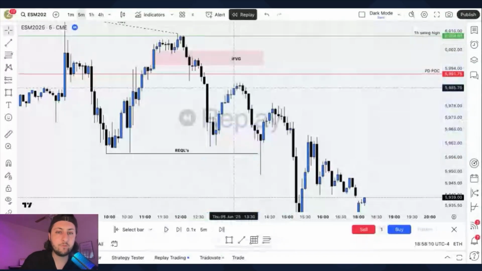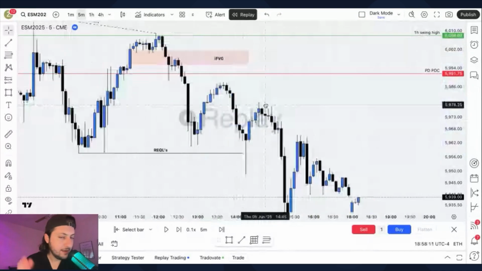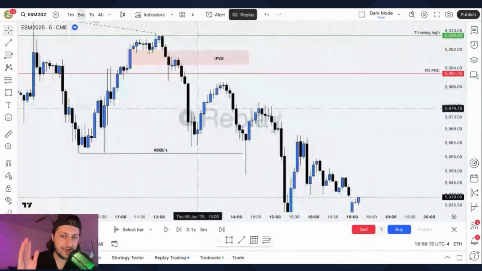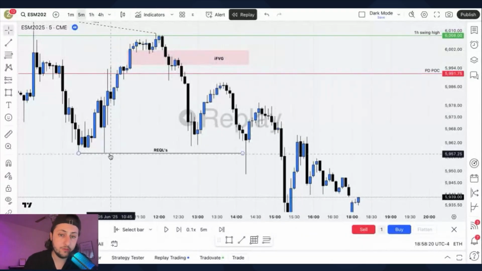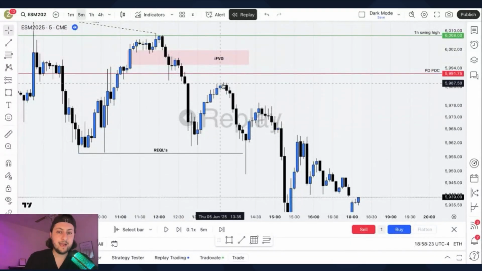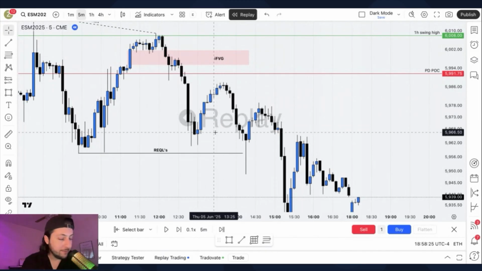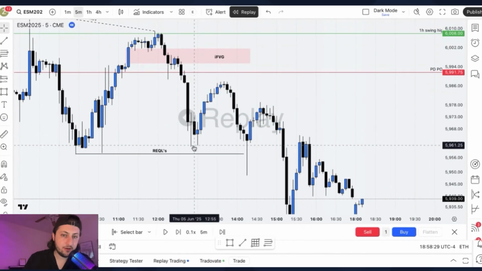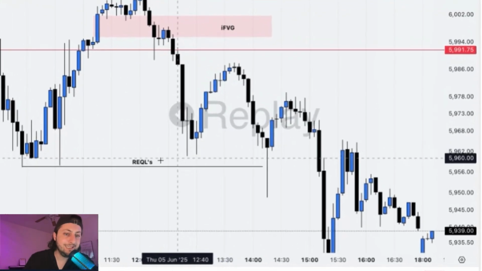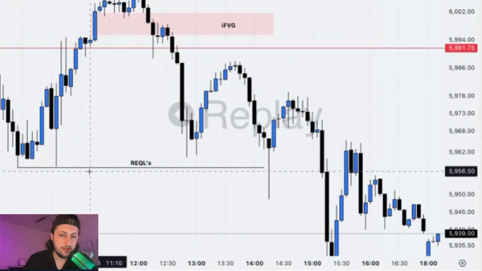Now, where would we look for a pullback? Fair value gap. We'd look for a pullback into a bearish fair value gap. As long as the bearish fair value gap holds, we want to get short and target the relative equal lows. This is the pullback that I took a short from. Now, a really important thing though. Let's say that, if you see right here, this leg down, we did not take out the equal lows.